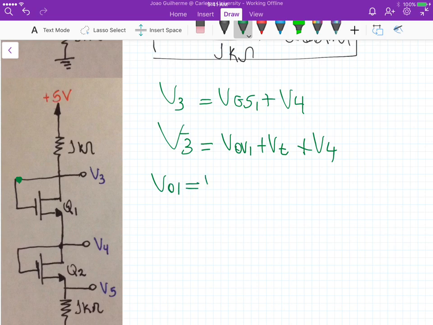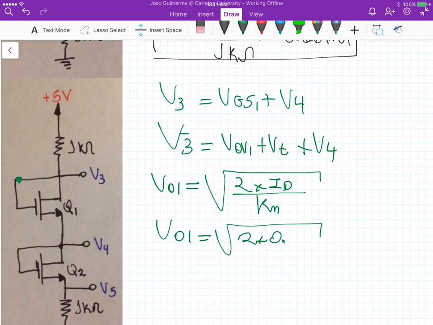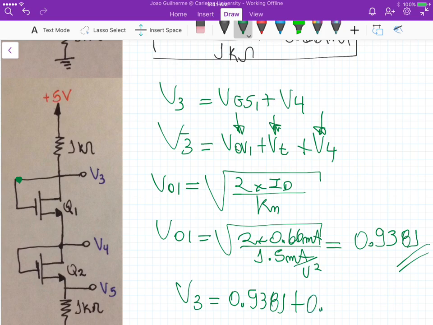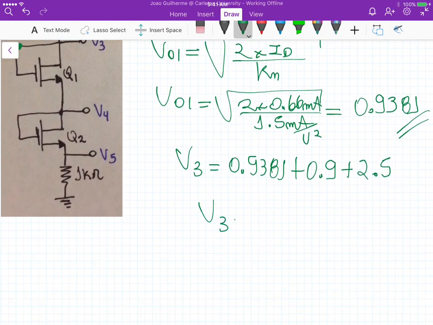Vov1 is equal to the square root of 2 times ID divided by the device transconductance. And Vov1 is equal to the square root of 2 times 0.66 milliamps divided by 1.5 milliamp per square volts. And this gives us 0.9381. So we can substitute, so we know Vov1, we know Vt, we also know V4. So V3 is equal to 0.9381 plus Vt, which is 0.9, plus V4, that is 2.5. So this gives us a V3 that's equal to 4.33 volts.